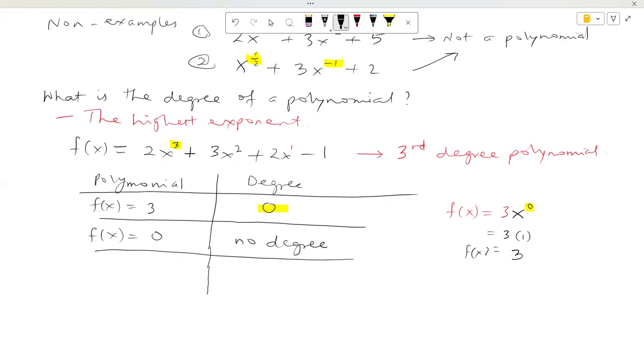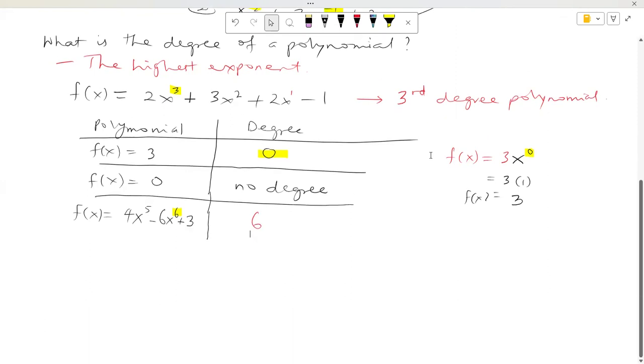All right, let's add one more here. f of x is equal to 4x to the power 5 minus 6x to the power 6 plus 3. What's going to be the degree here? Now, if I look through this function, the highest exponent of this function is 6. So that means that the degree of this will be 6. So that's a 6th degree polynomial. So that's how you determine the degree of a polynomial.